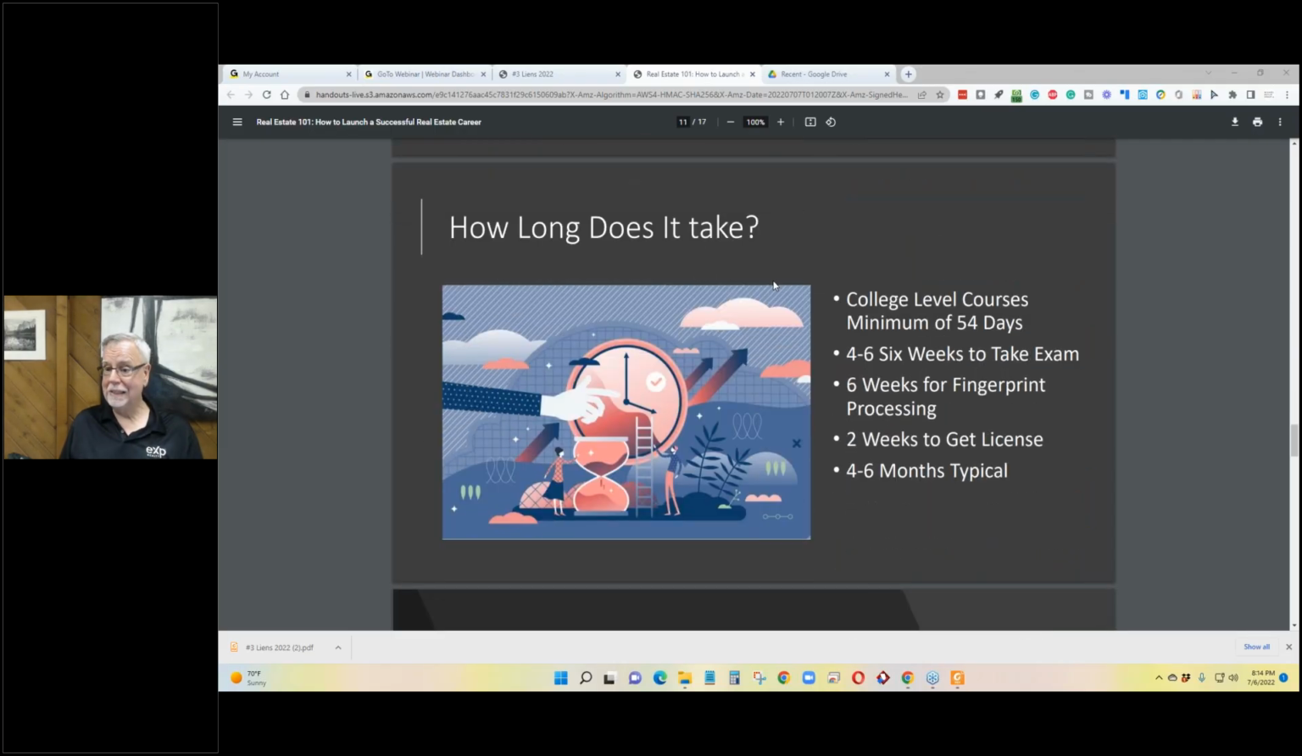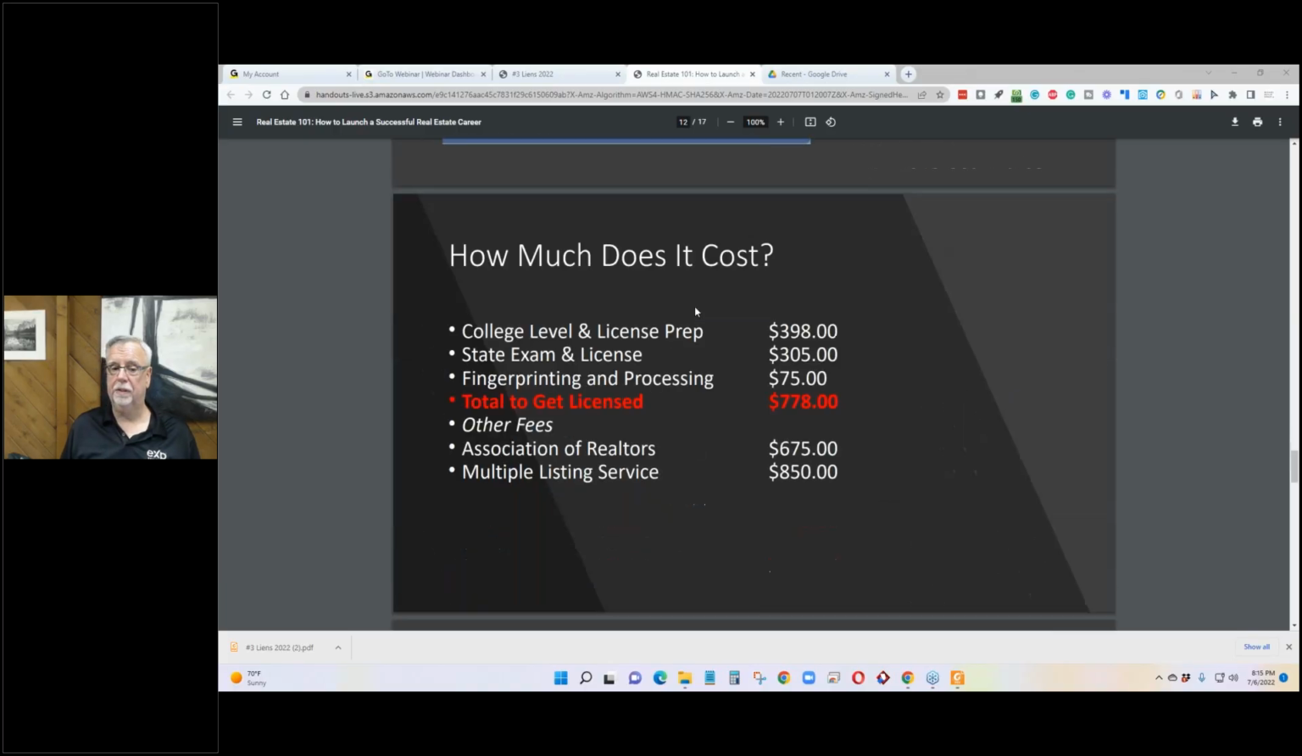How long does it take? 18 days minimum to finish each of the college courses. I would make it 54. Then you could apply to get an exam date. That's going to take 4 to 6 weeks. While you're waiting, your fingerprint processing would begin, which is 6 weeks. Once you've passed the state exam, it usually takes at least 2 weeks to get a license. 4 to 6 months from beginning to end is what it takes typically.